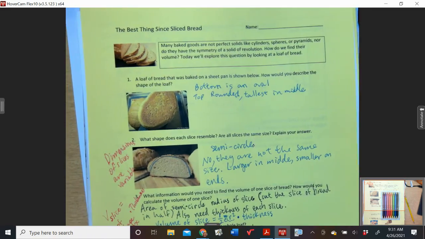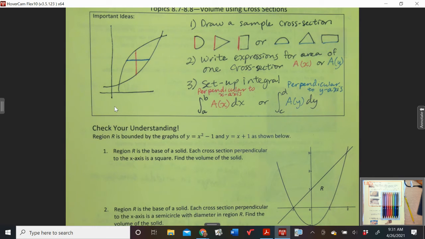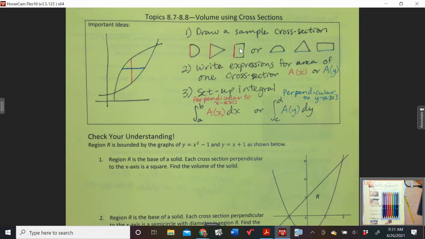All right, let's go back down for our important ideas. What happens a lot in these problems is the base will be some region that we're already comfortable with dealing with. So your base will be R, and then they'll tell you what kind of cross sections you have. They might say you have vertical cross sections of semicircles, or triangles, or rectangles. You draw a sample cross section so you know what your basic area is, which for the red I've called A of x.